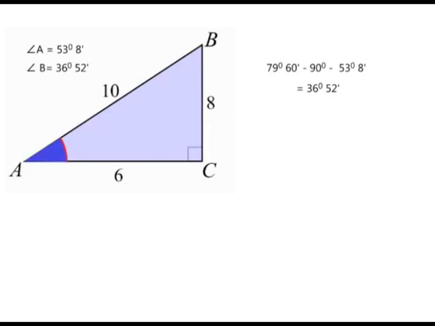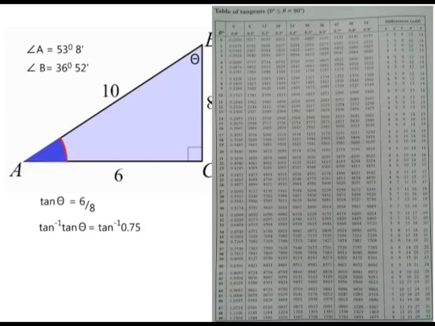Let's proceed. Tan B is equal to 6 over 8, that is opposite over adjacent. 6 over 8 is equal to 0.75, so tan B is equal to 0.75. Tan inverse of tan B is equal to tan inverse of 0.75. Tan inverse of tan B is B, so we find the tan inverse of 0.75. In the tables, the nearest number is 0.7481. This is the tangent of 36 degrees and 48 minutes.